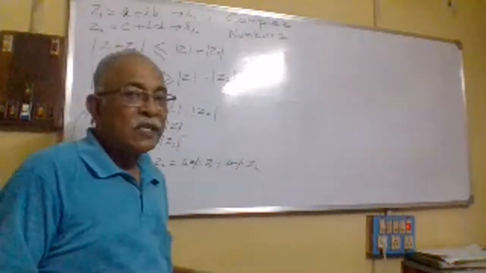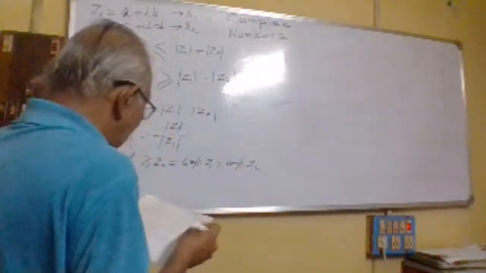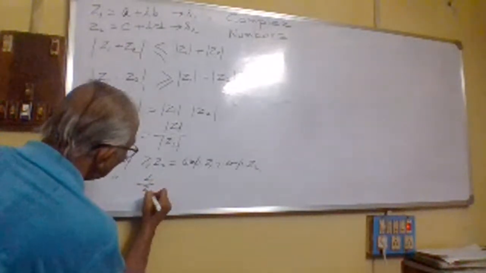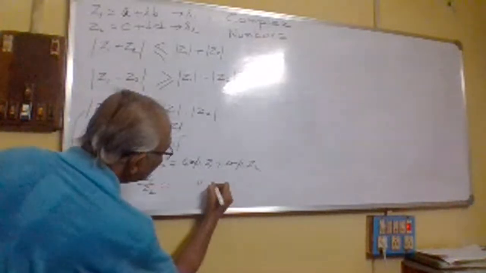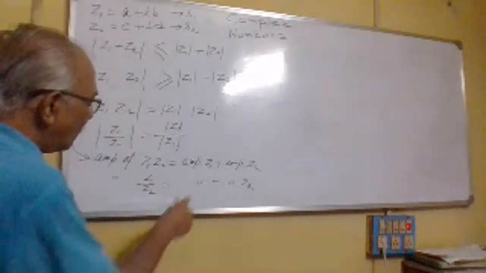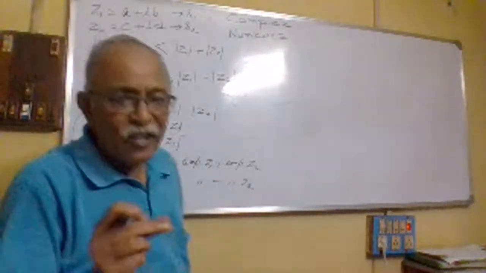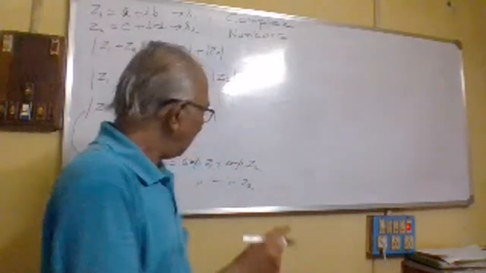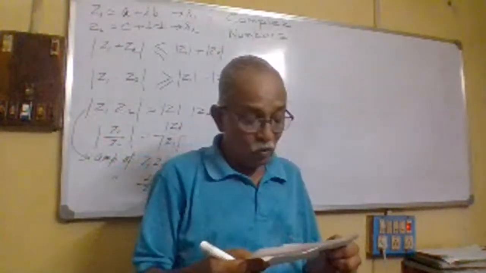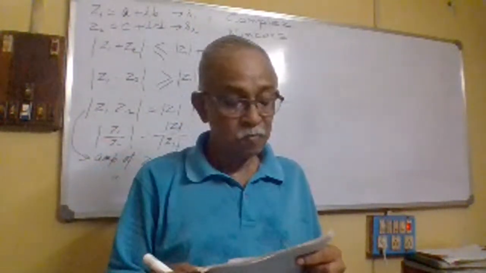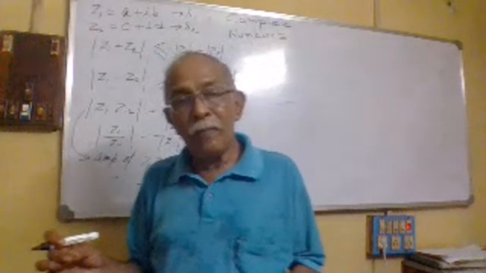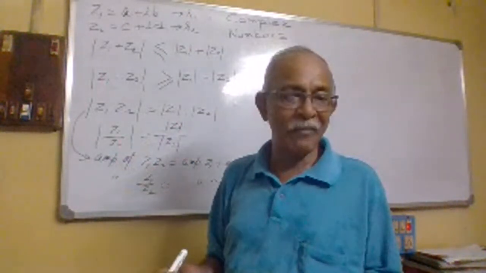Amplitude of product is sum of their amplitudes. Again, amplitude of ratio Z1 by Z2 equals amplitude Z1 minus amplitude Z2. When we are saying minus, it is not actually the difference of which one may be greater. Actually, the term is the difference between Z1 and Z2. Okay, so these are some important properties of the modulus of complex numbers.